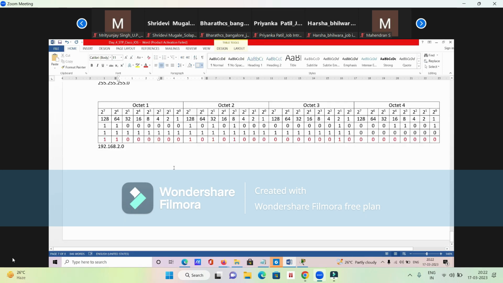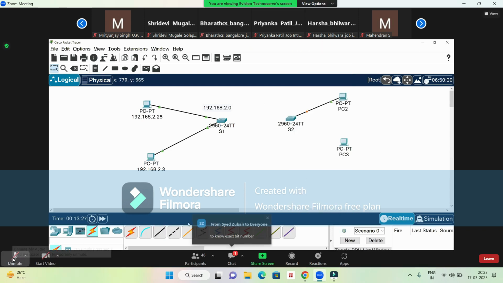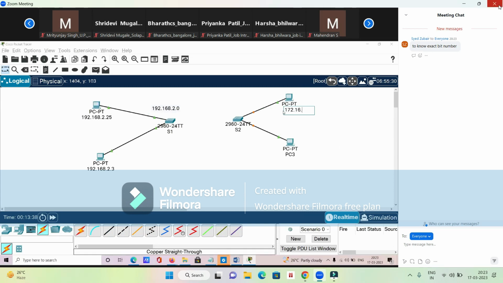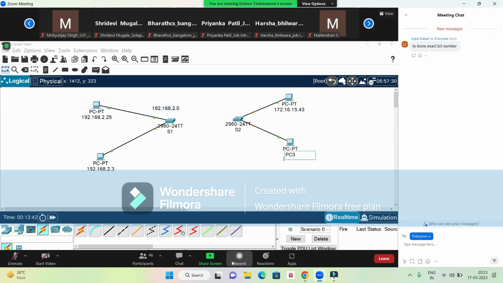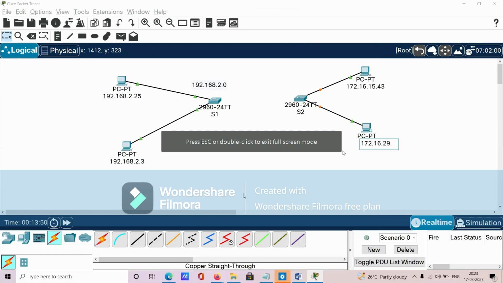Fine. Now there are two more machines here. Let me connect them to S2 and to this one. Let us assign the IP addresses, which are 172.16.15.43, and 172.16.29.56.